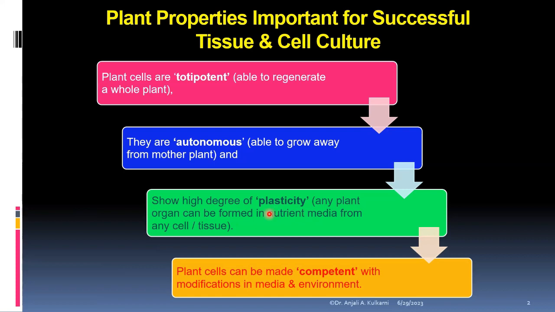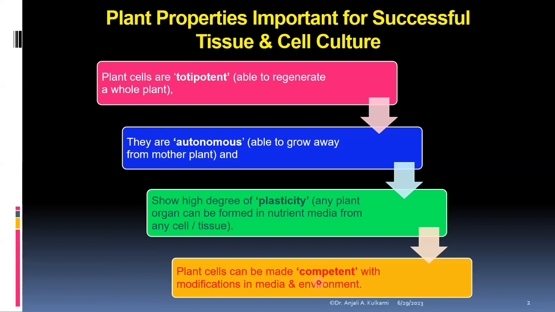Third important property is the high degree of plasticity that is shown by the plants. That means, as per our wish, we can change the developmental program that is there, and we can decide that, let's say, from a leaf explant, whether I want to induce a root or a shoot or a callus and so on and so forth. So that is what is called plasticity. So like a plastic can be molded into various shapes, we can mold the plant cells into any kind of developmental pathway that we are interested in. So that is the meaning of this plasticity term.